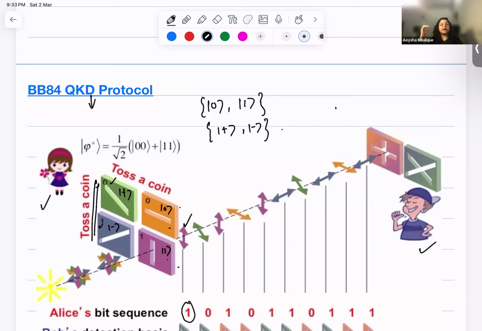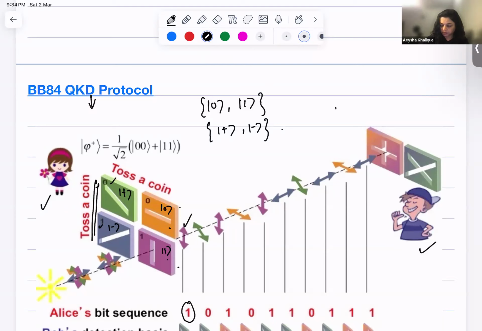Bob, on the other hand, has to measure this qubit. He has 2 choices. He doesn't know what Alice has prepared. He doesn't know which bases Alice has chosen, or which state Alice has prepared. So in order for it to be random, he has to choose randomly which bases he will measure in. So again, he tosses a coin.